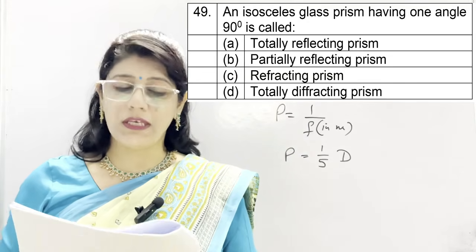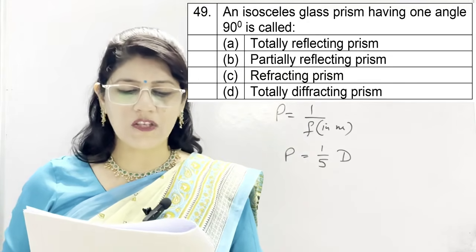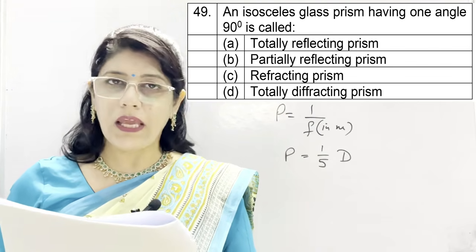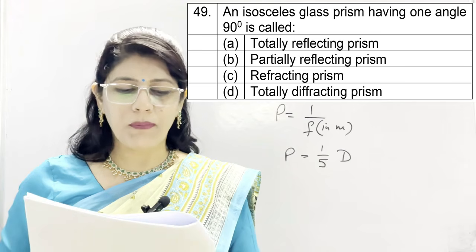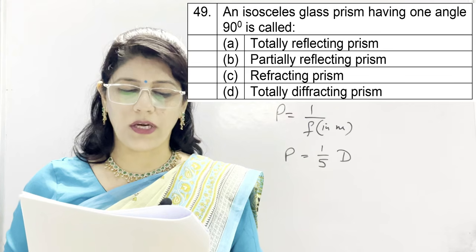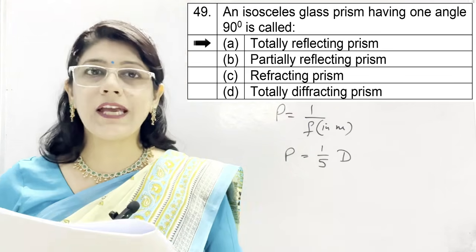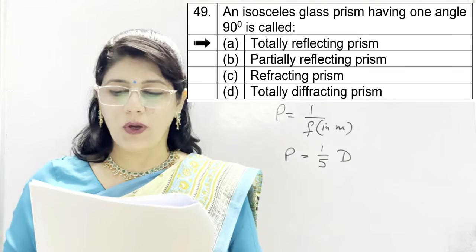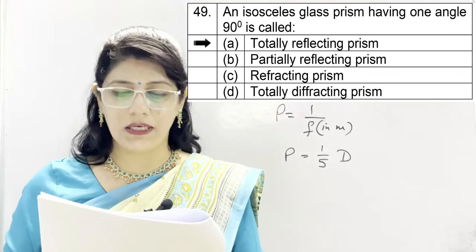In question number 49, an isosceles glass prism having one angle 90 degree is called A. Totally reflecting prism, B. Partially reflecting prism, C. Refracting prism, and D. Totally diffracting prism. Option A is correct, which is called totally reflecting prism, because it turns the ray by 90 degree due to total internal reflection.